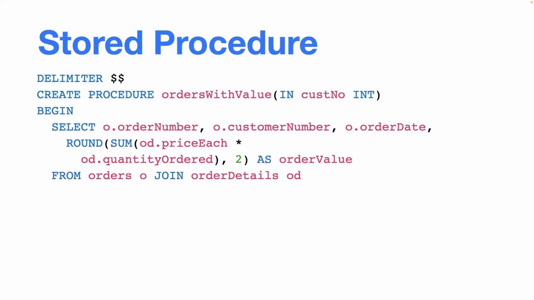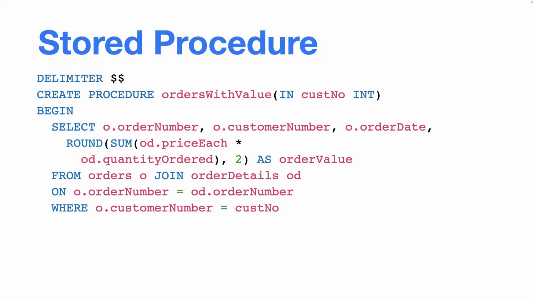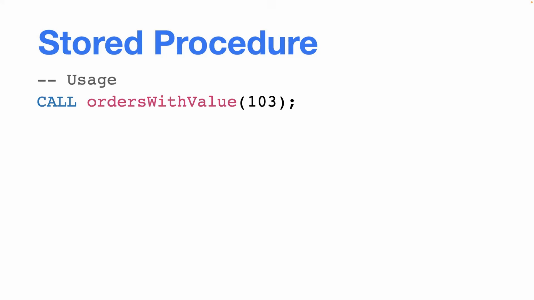In this case, the statement is to get the order number, customer number, and maybe even order date, and the order value from orders join customers on order number, and where customer number is matching the input variable customer number, right? And you group that by order number, of course, to get the order value per order. And then you call end, and then you end with the delimiter that you had set. And then finally you change the delimiter back to semicolon. So that's how you create the stored procedure. Then to use it, you just say call, and then you give the name of the stored procedure, and then in brackets you give the inputs that you want to pass.